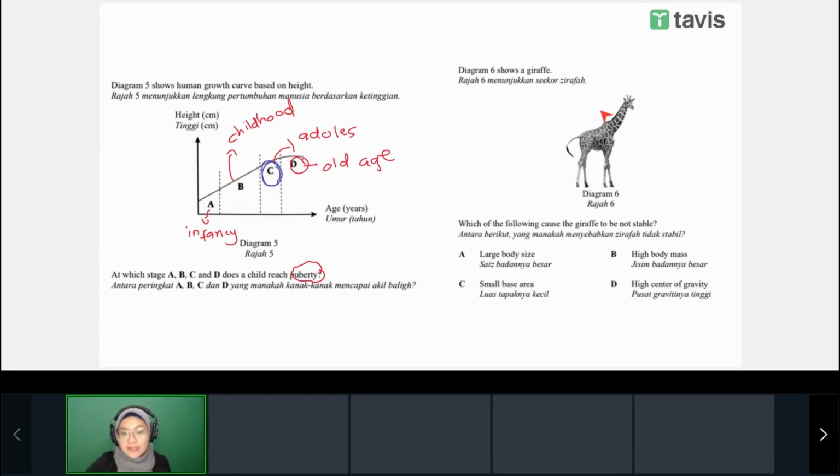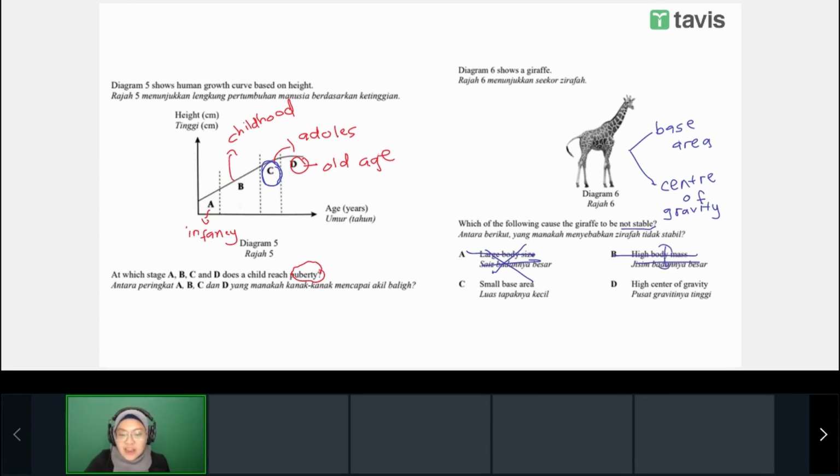Okay, let's have a look at the picture of a giraffe over here. Let's try to answer together. Which of the following caused the giraffe to be not stable? Why is the giraffe not stable? The factors affecting the stability of an animal, we have two: base area and the center of gravity. Besides that, we can consider it the incorrect answer. Large body size? No, it's not. So you can pangkah this because it is an incorrect answer. Another incorrect answer, high body mass. Also not the correct answer.